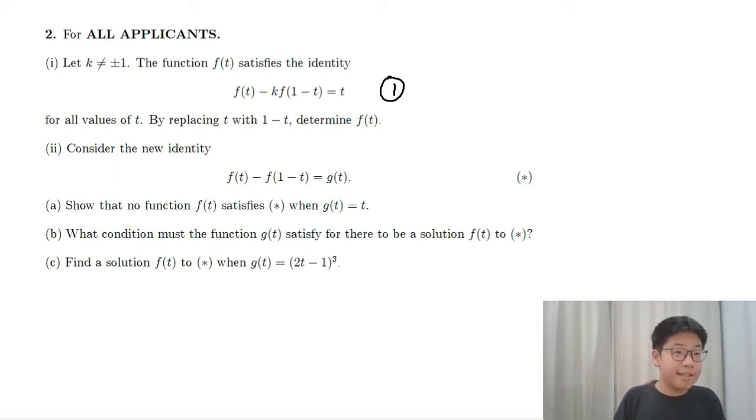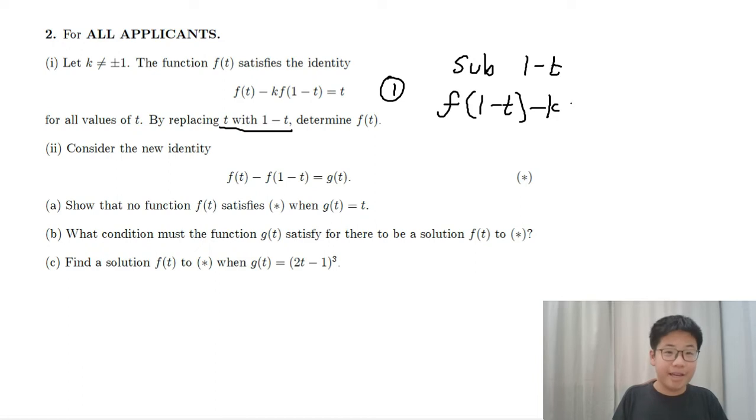By replacing t with 1 minus t, how do we do this? We substitute all instances of t with 1 minus t. So we write this in math as "sub 1 minus t". We will change all instances of t to 1 minus t, which will get f(1 minus t) minus k f(1 minus (1 minus t)) equals 1 minus t.